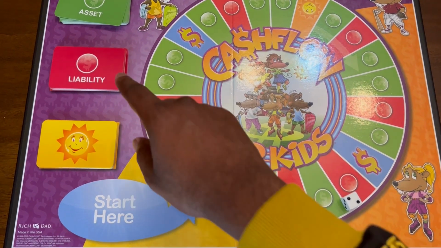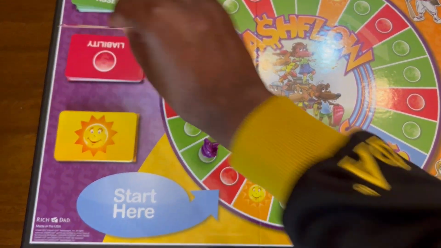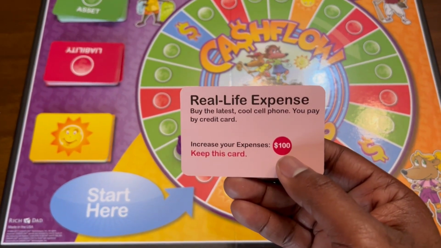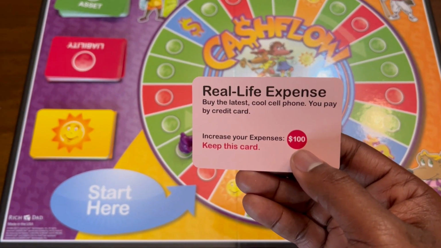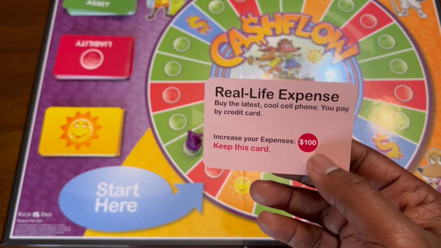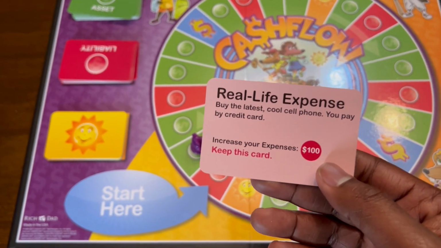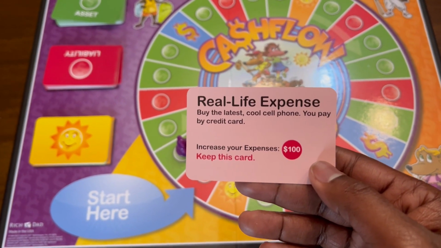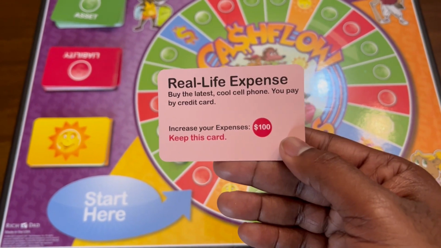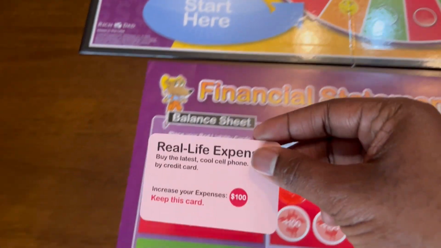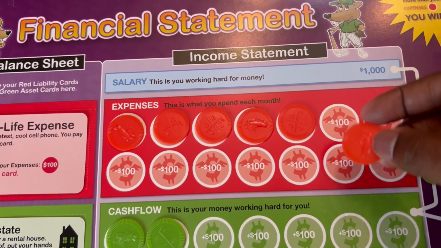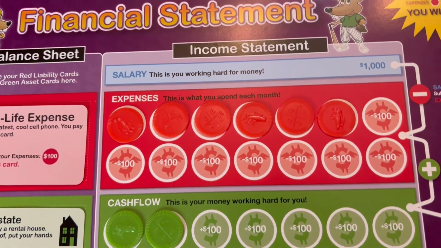If I land on a liability card, real life expense, buy the latest cool cell phone, you pay by credit card. So this teaches us that, hey, I decided to buy a cell phone and I used my credit card. Well, that credit card is an expense per month. So I would add a red chip representative of minus $100 or negative $100 to my expense column.